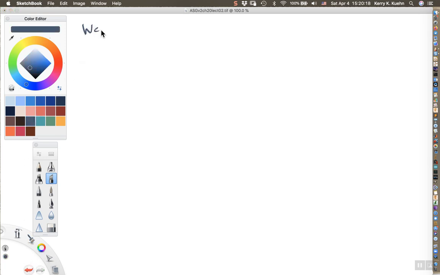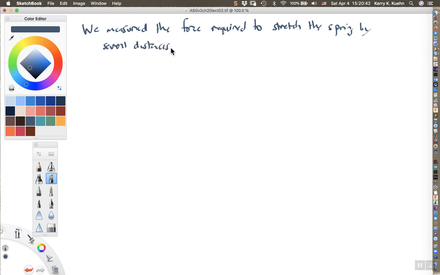So we measured the force required to stretch the spring by several distances. I think we did 4 data points, right? So we measured the force in both newtons and grams.